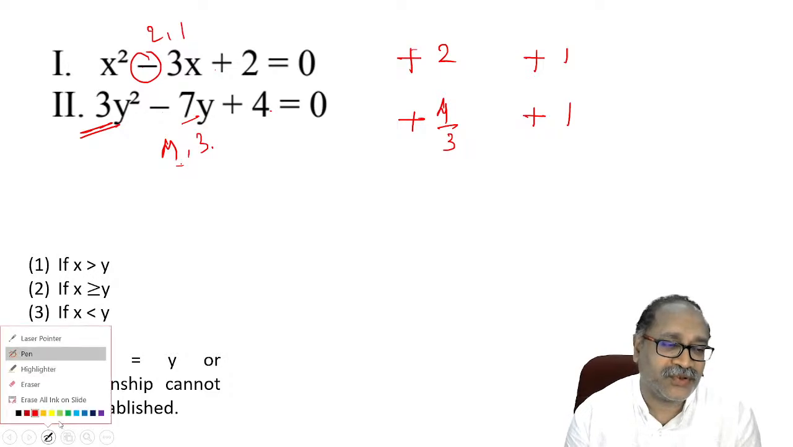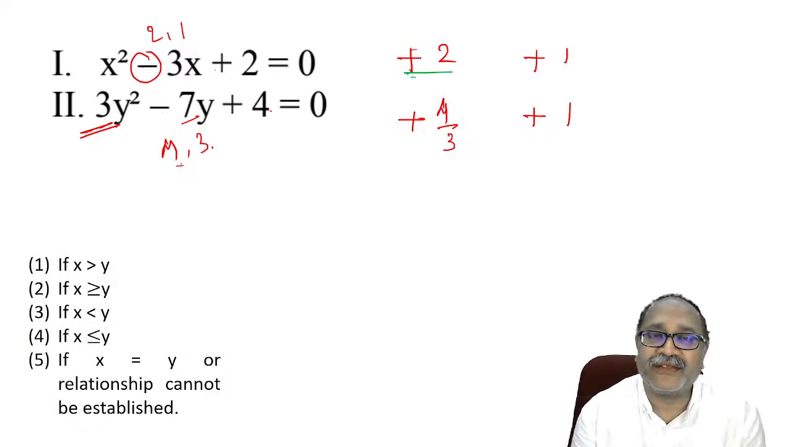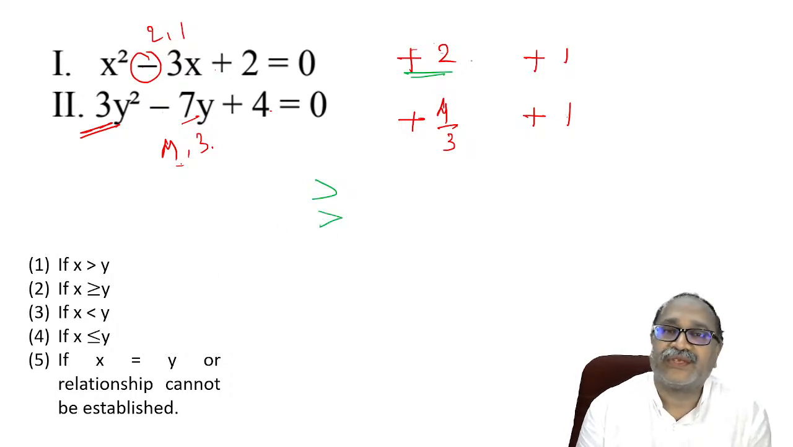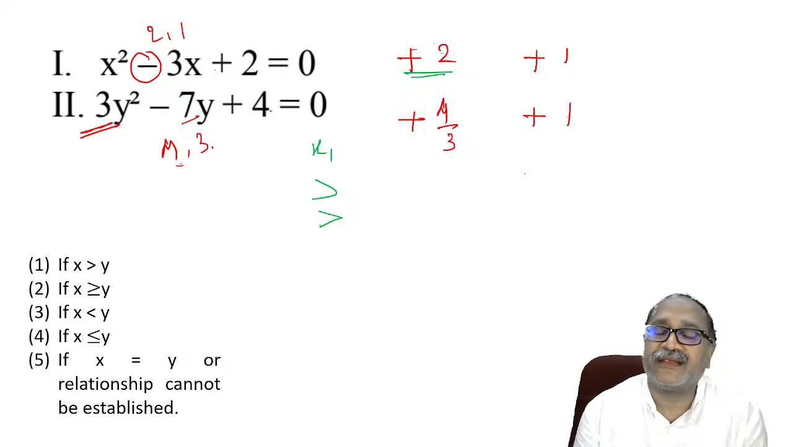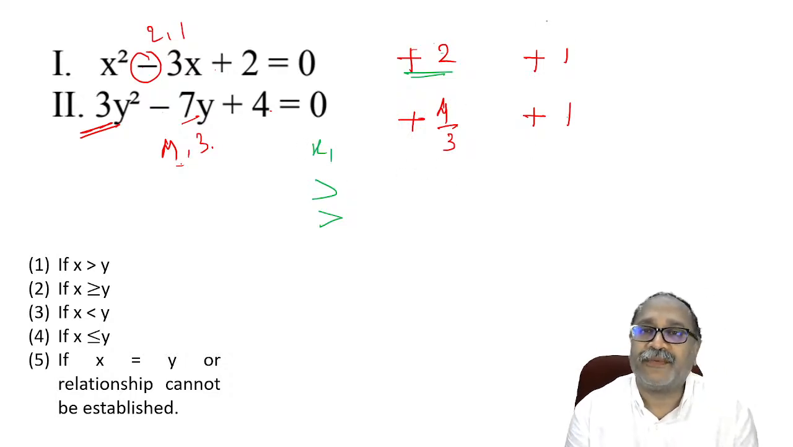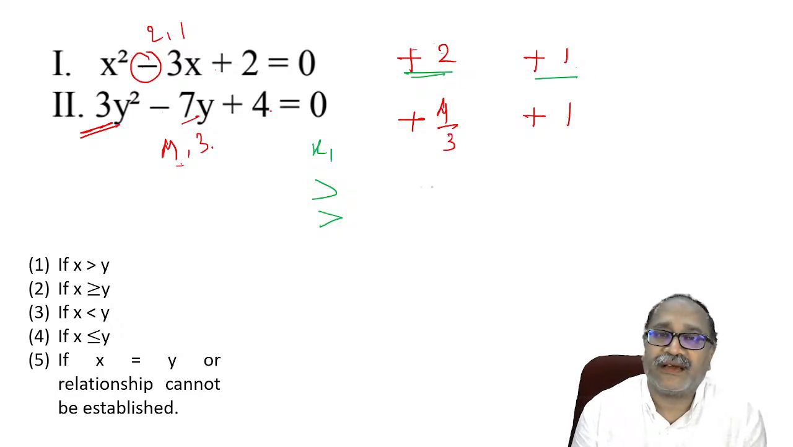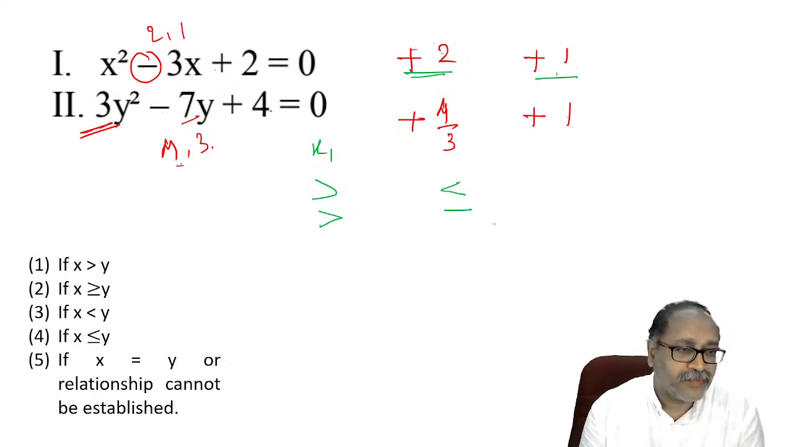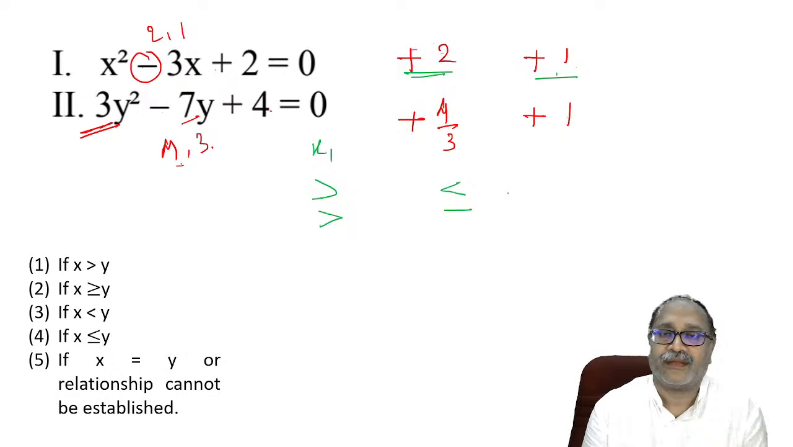Now what is going to happen? When you look at this one, this is 2, and this is less than 2. So obviously it's greater, and this is 1. Obviously it's greater. So x1 is greater than y1 and y2. What about x2? This is x2. The x2 is less than this and equal to this. So I can see that it is less than or equal to. Therefore, greater than or equal to.